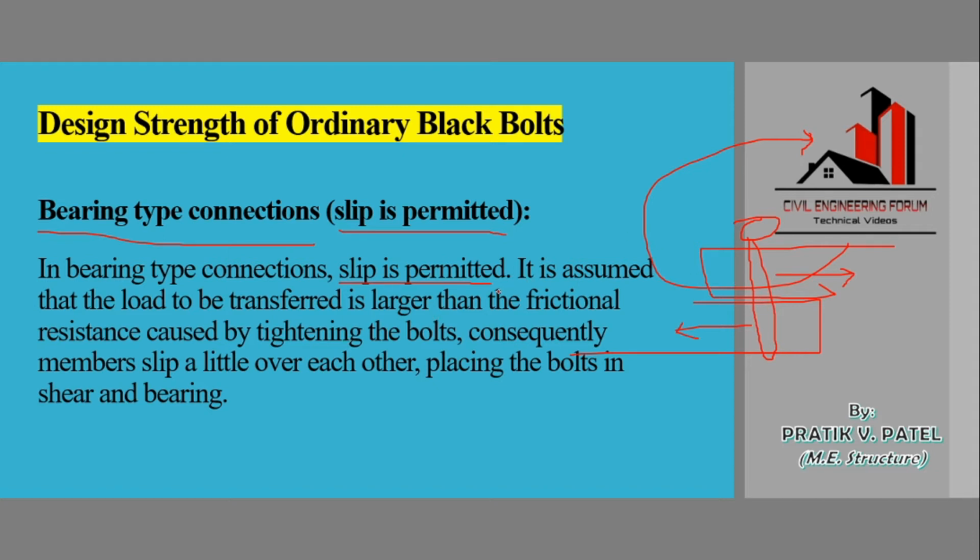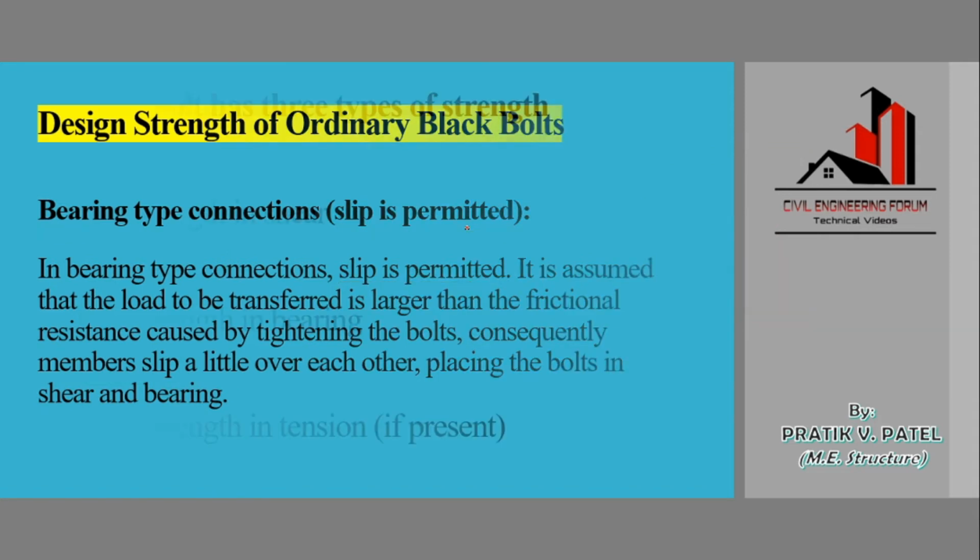So this is what is explained over here. It is assumed that the load to be transferred is larger than the frictional resistance caused by the tightening of the bolt. Consequently, members slip a little. Yes, it is allowed to slip. It is allowed to turn a little over each other, placing the bolts in shear and bearing. See, the plates are resisted to move in shear. So these are known as bearing type connections, which allow any two plates to move around but do not get disconnected.